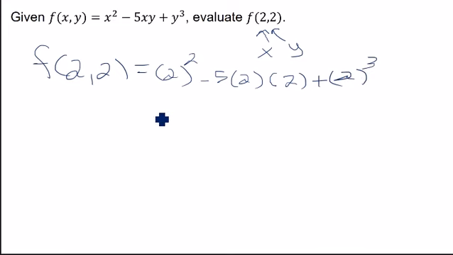It's a simple calculation, you probably don't need a calculator here, but if you need one, you're more than welcome to use it for these types of things. In this case, I'm not going to use the calculator. So 2 to the power 2 is 4, minus 5 times 2 times 2, that's 20, plus 2 to the power 3 is 8. That's negative 20 and positive 12. 4 plus 8 is 12, and that's going to give you negative 8, and that's your answer.